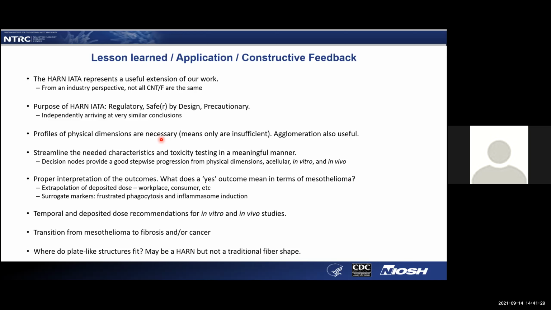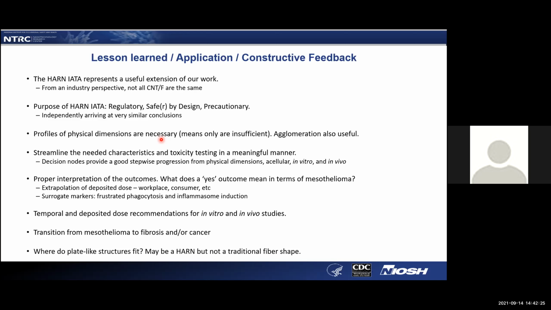Then some of our constructive feedbacks and comments are, we want to emphasize proper interpretation of what these outcomes mean. In other words, what does a yes outcome mean in terms of mesothelioma? For example, if you put Mitsui 7 or the traditional benchmark material into the pleural space, you can get mesothelioma. But the long-term inhalation study that induced pulmonary cancer highlighted the point that perhaps did not have mesothelioma, and not enough of the burden was reaching the pleural space in those studies. So I think, what does a yes outcome mean? It needs to have some context with it.